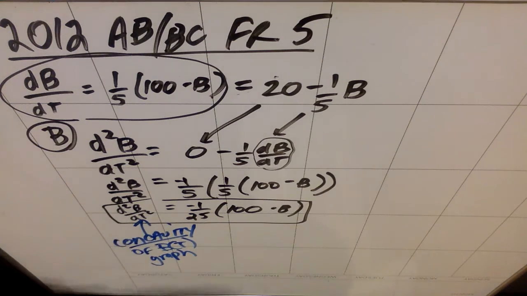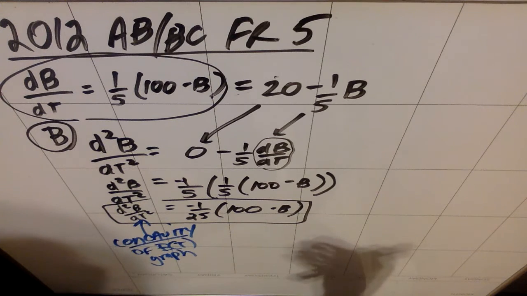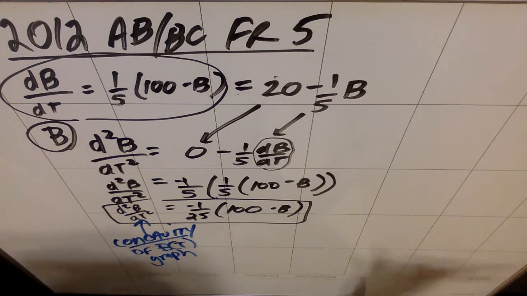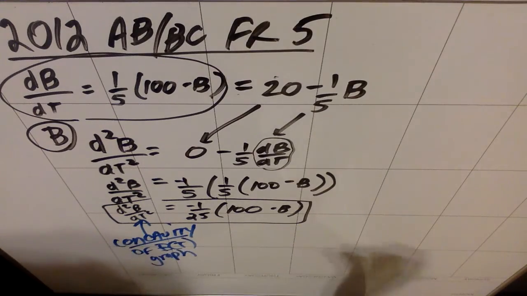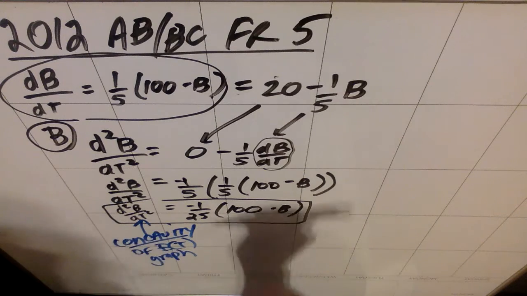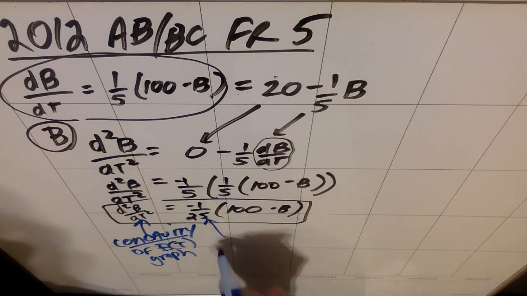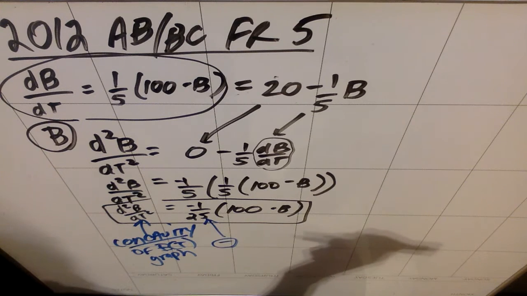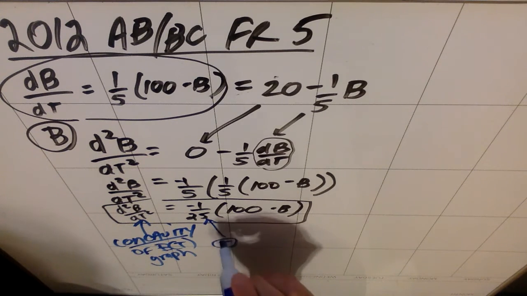What I want to point out here is that if d squared b dt squared is negative, then the graph should be concave down. And if it's positive, the graph of b should be concave up. And if it changes sign, then the graph of b could be sometimes concave up and sometimes concave down. Well, here's what I know. I know that this is very clearly a negative number.